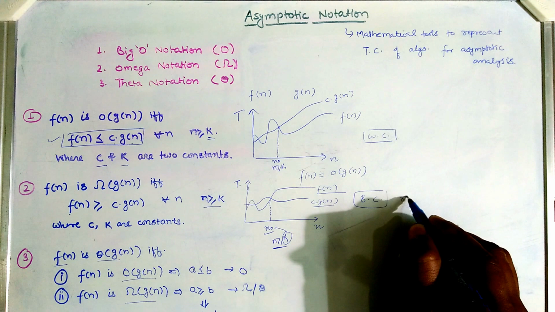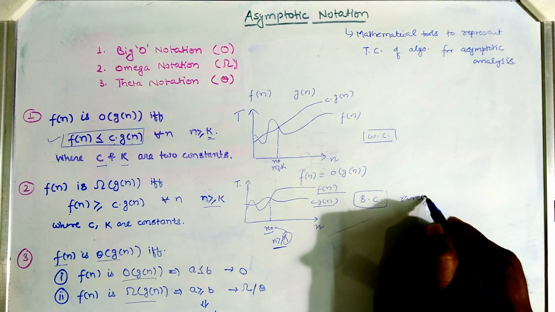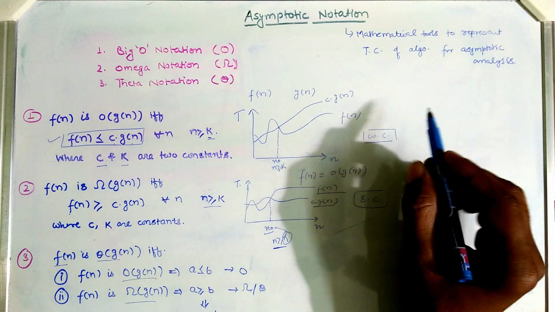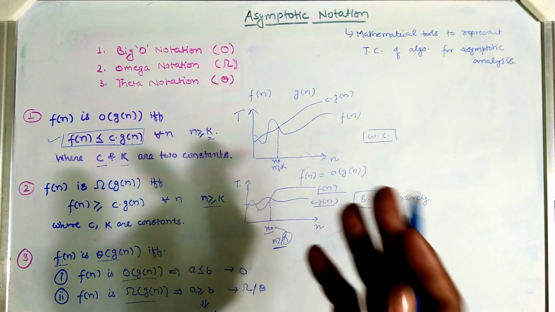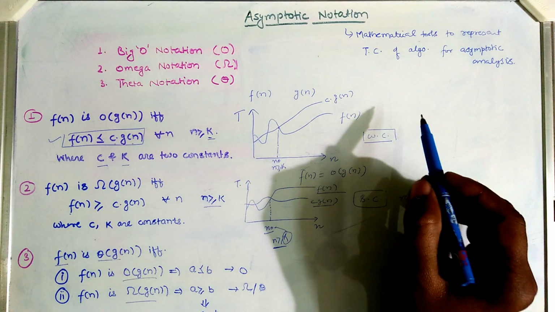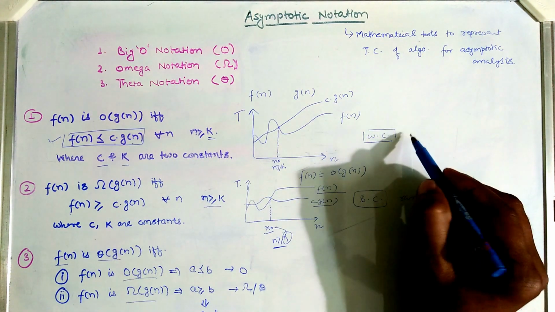Generally we use the omega notation to represent the best case analysis of an algorithm, and it is rarely used because we are not generally interested in the best case analysis. We are generally interested in the worst case analysis, meaning the maximum time taken by the algorithm. What is the maximum time taken by the algorithm? So this type of analysis is widely used.